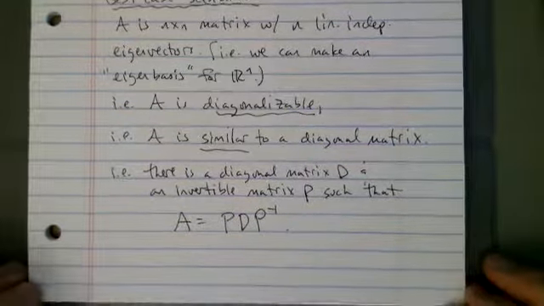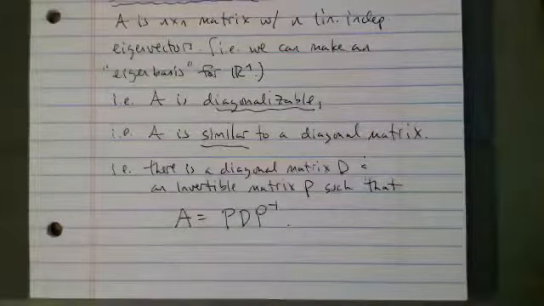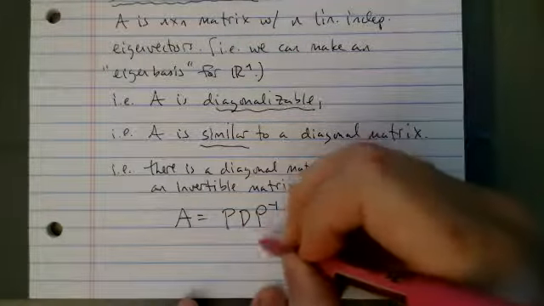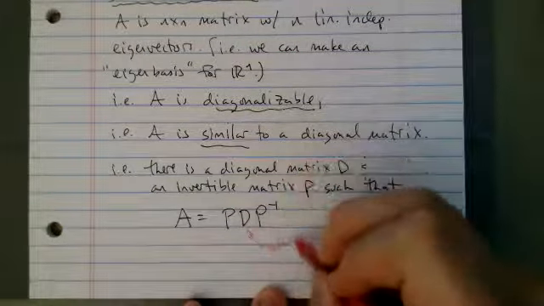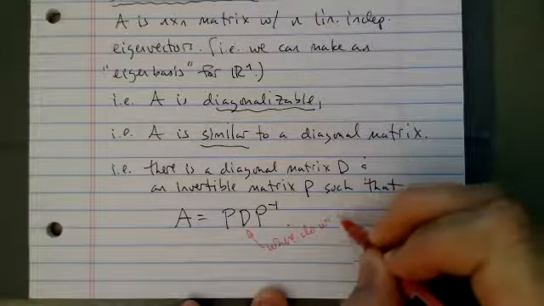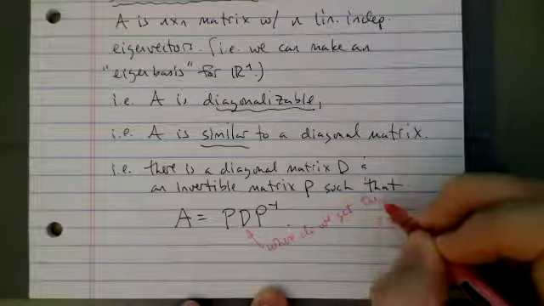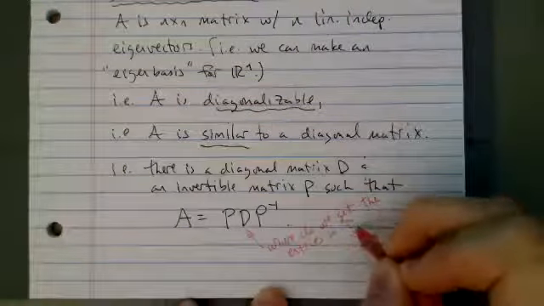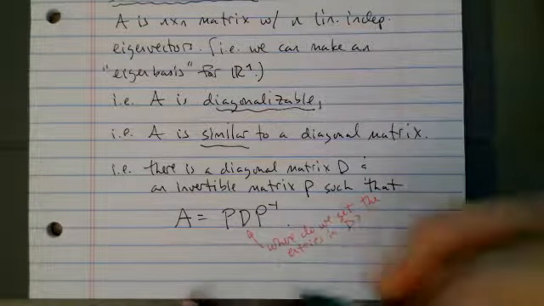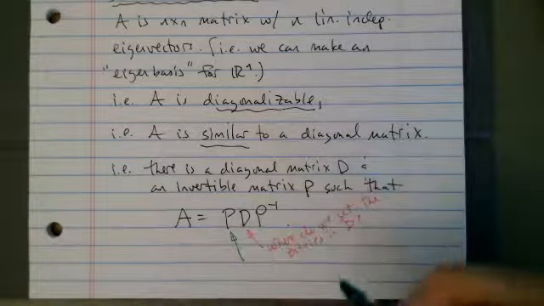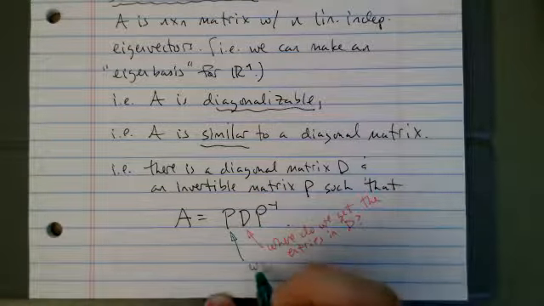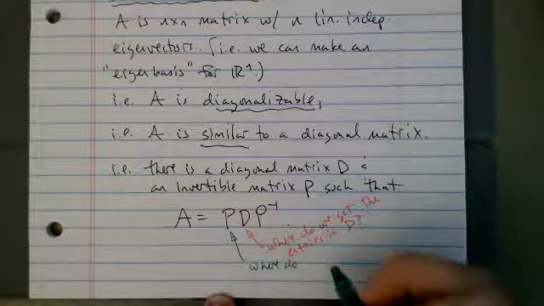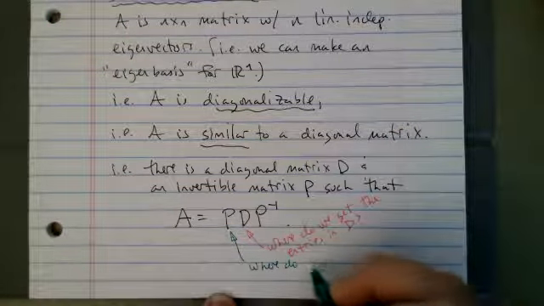So this opens the question, where do the entries in D come from? And that raises the question, where do we get the columns of P? And I asked it in a very leading way.